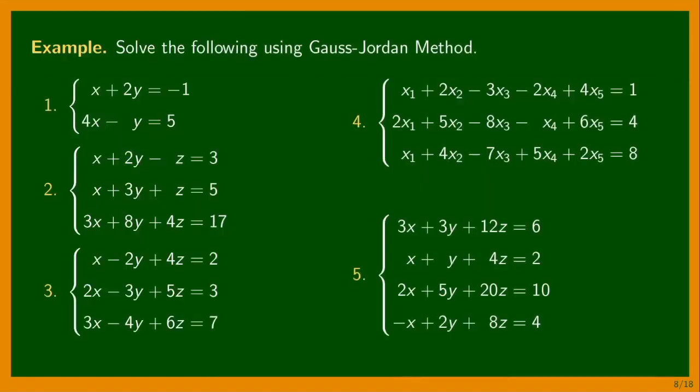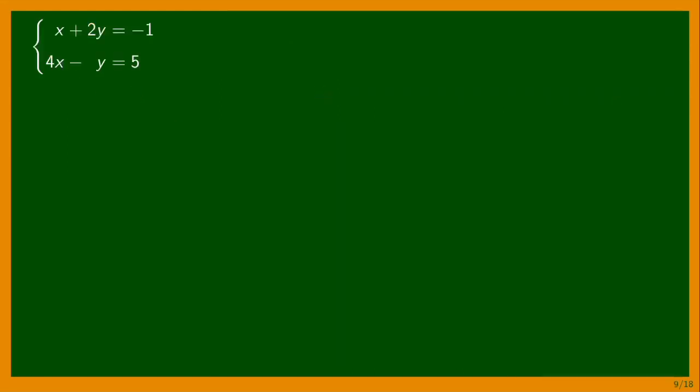So I have here 5 different examples, different sizes of matrices, where we can try applying the Gauss-Jordan method. For example, this linear system is 2 by 2, by the way. So the augmented matrix of this linear system, reading it in terms of rows, 1, 2, let's put a bar, minus 1, 4, negative 1, 5.